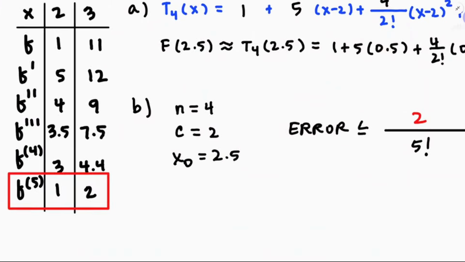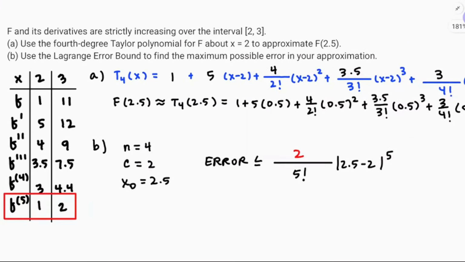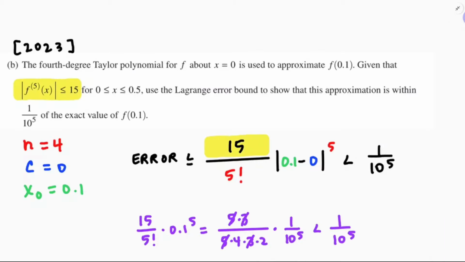Let's go back up here to this one. Okay, this one, that 2 that we ended up using, that was a number that was given to you in the table. In the example from 2023, when they just directly gave you that maximum absolute value, it was given to you in the statement of the question. So it seems to me like they're really not trying to trick you on finding that numerator, that maximum possible absolute value of the next derivative.